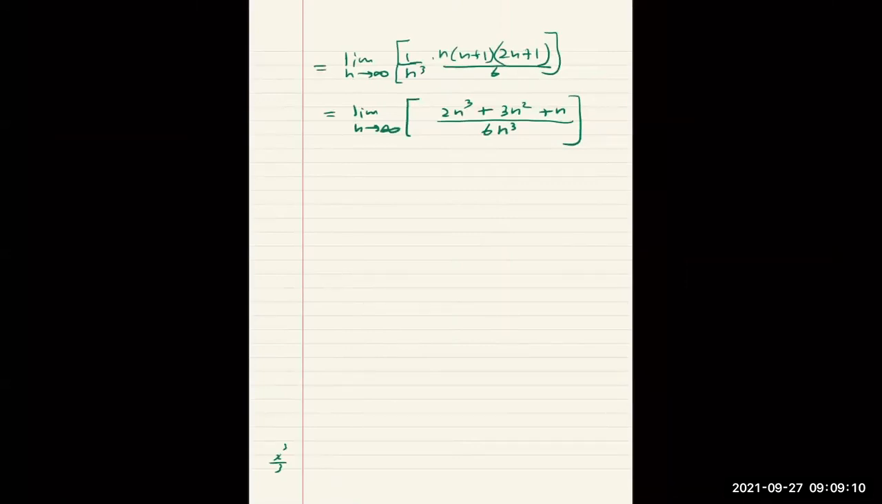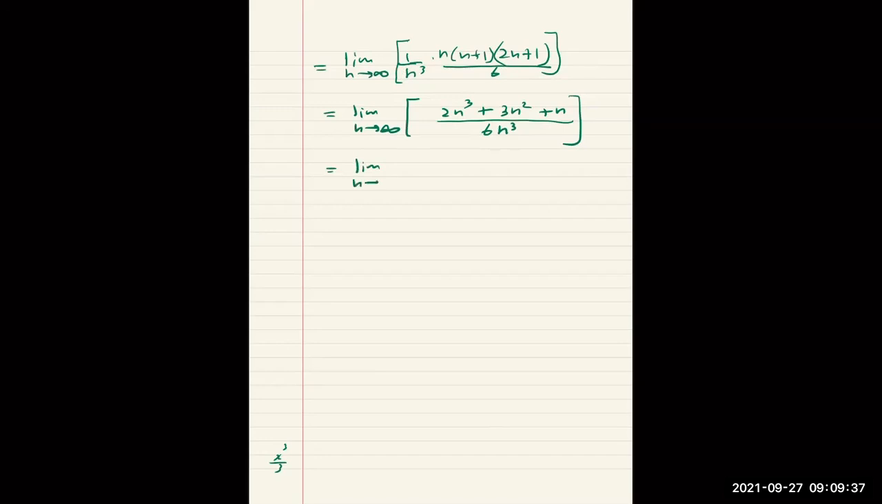Okay, so now I have this expression, I can FOIL this one. I can expand this expression and I get 2n cubed plus 3n squared plus n. And in the bottom, you have 6 times n cubed, which is 6n cubed. Now to find the limit, I'm going to divide each individual term by 6n cubed.